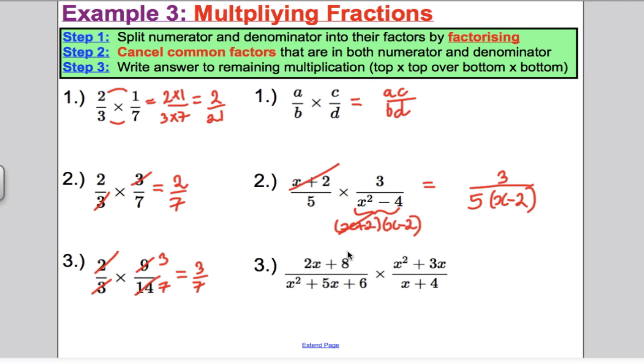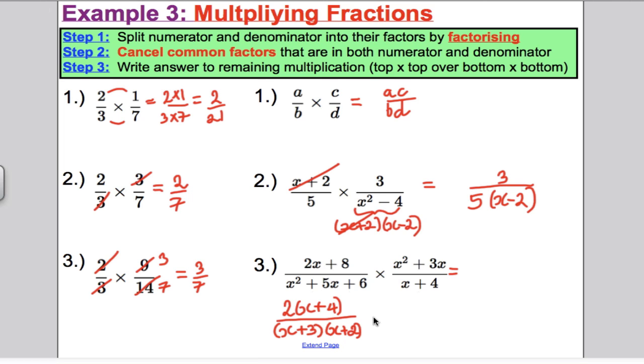Now here, let's have a go at this one. Let's do a bit of factorising first. Step 1. Let's factorise this. Well, I'm going to write this whole one out actually. This would be 2x plus 4. Let's factorise the bottom. Well, that factorises into x plus 3, x plus 2.